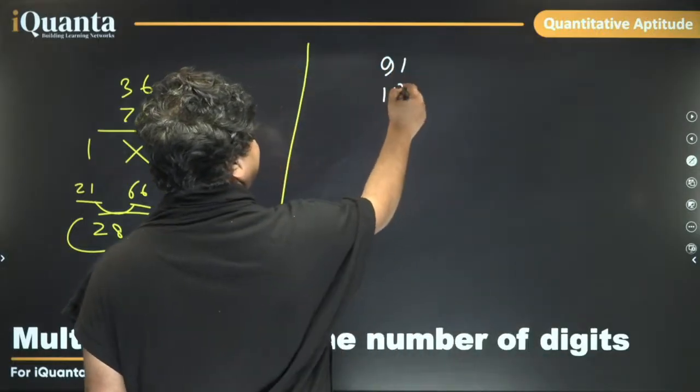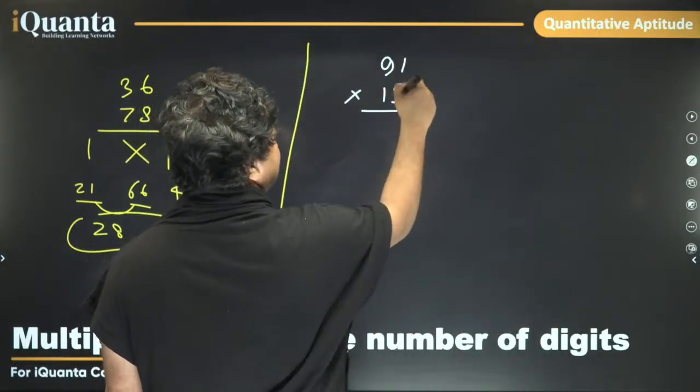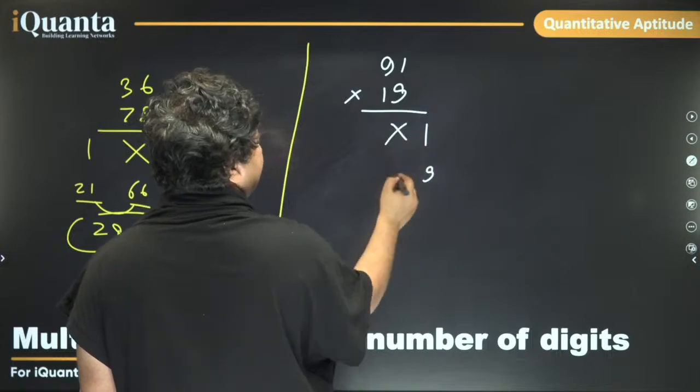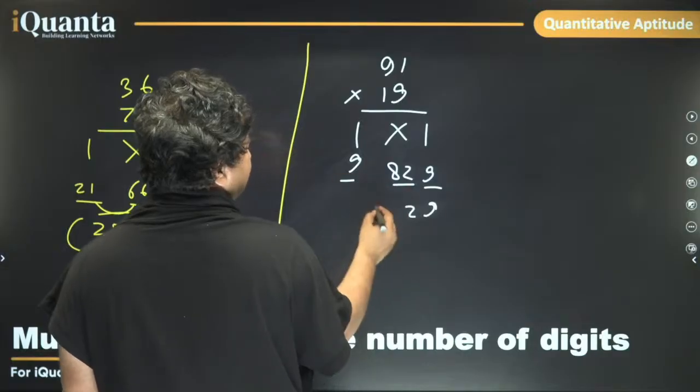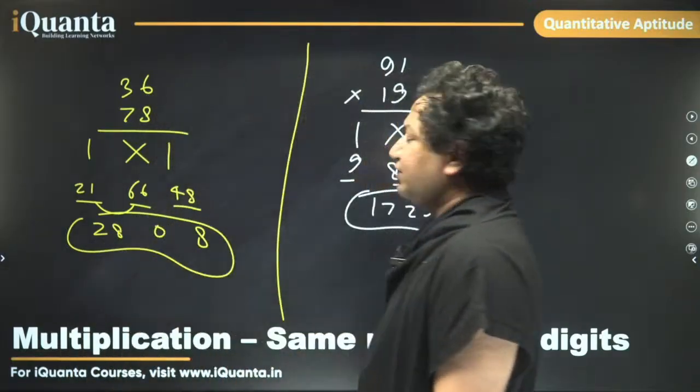91 multiplied by 19. I reversed it. Let's see what happens. 1 9s are 9. 81 plus 1 is 82. 9 1s are 9. What do we have here? 9 to 8 goes there. 17. 1729 is what we get.